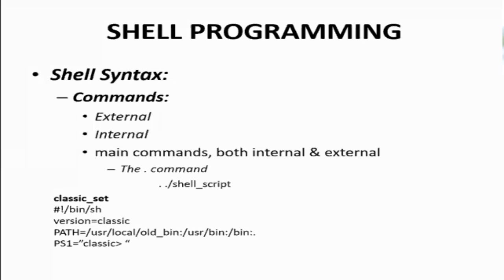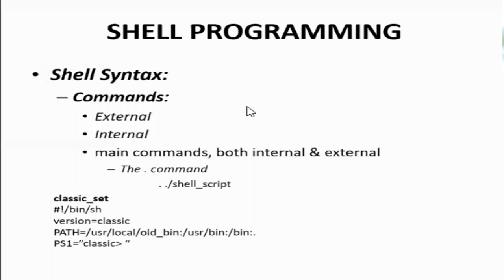Current shell, in the sense that we have two different shell prompts, like dollar and greater than sign. And I will show an example here. One is the classic set which contains the code: version equals classic, path equals /usr/local/old_bin:/usr/bin:/bin:. That is the path that I have specified here.